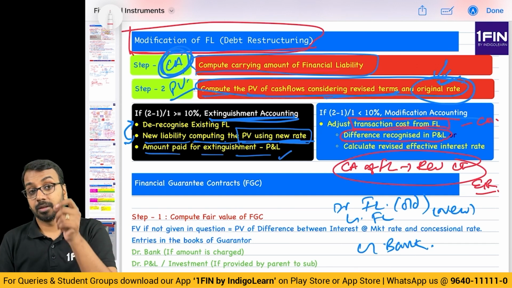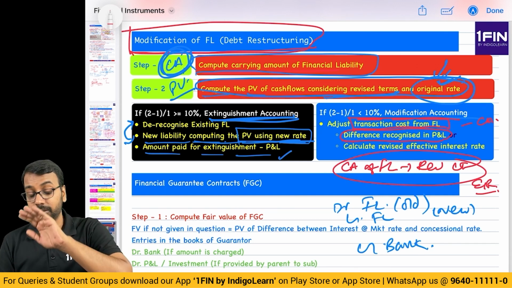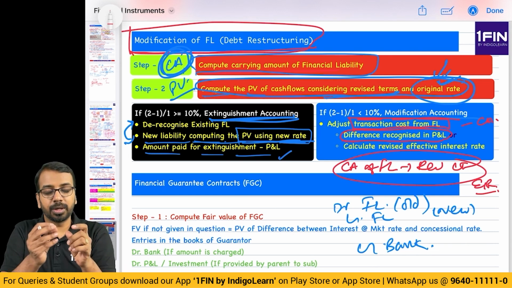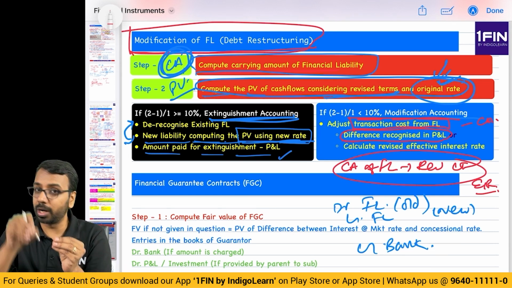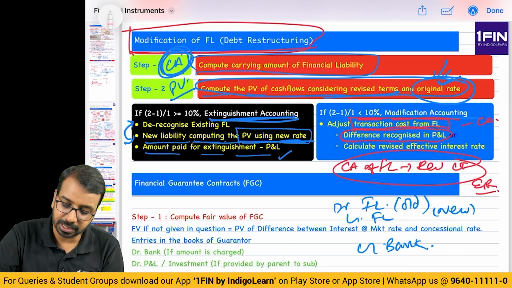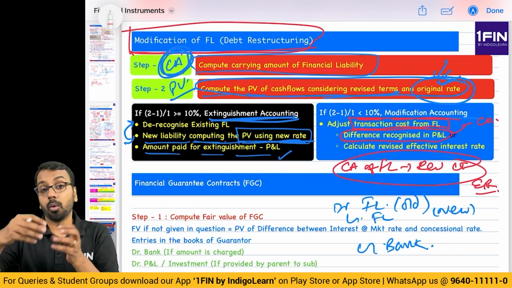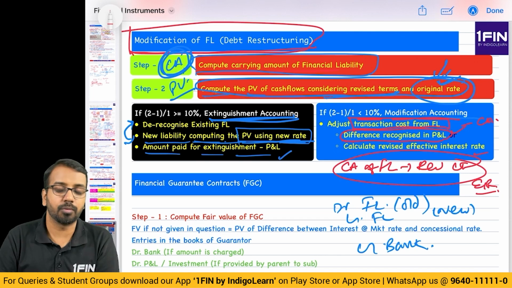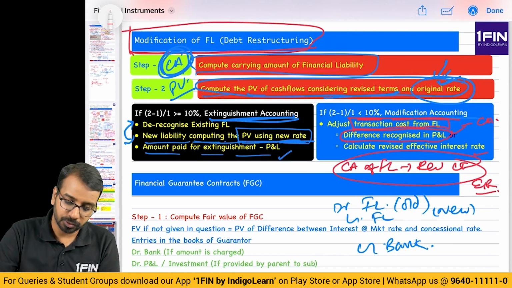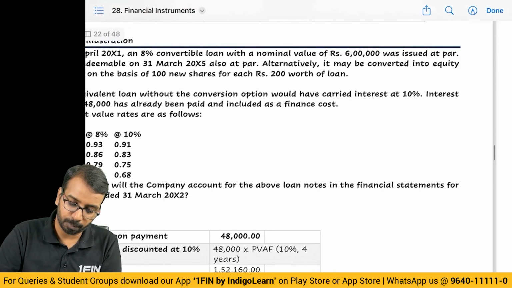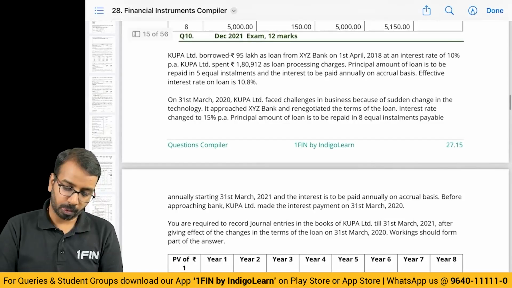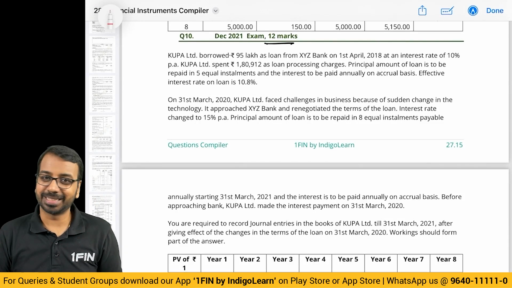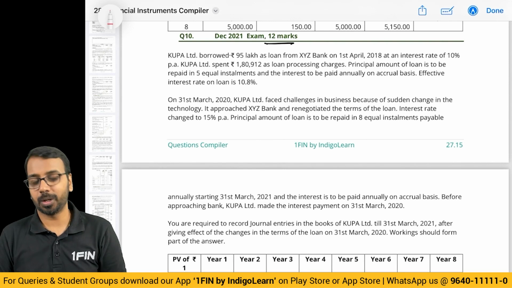Number 1, first you will remove the transaction cost, you will debit it to the financial liability. That carrying amount will be compared with the present value of the new cash flows at the old rate. The difference will be recognized in P&L. Or whatever is the new cash flow, you will compute an effective interest rate and you will continue to account for it without recognizing in P&L. So let's look at a question on this from the examination. 12 marks. Again, you have to be very calm and careful when you are solving this in the examination. Then you will be able to score 12 out of 12.